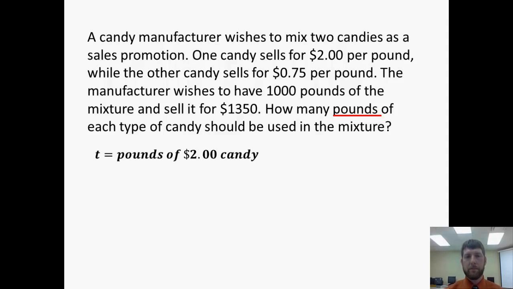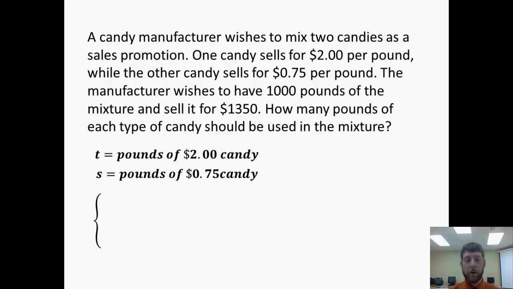So we'll let T be the pounds of $2 candy, S be the pounds of 75-cent candy, being very specific to identify the units of the variable, the pounds of candy, and what distinguishes between the two, especially since the units are the same on both of them. So pounds of $2 candy and pounds of 75-cent candy. We're going to let those units do the work for us.